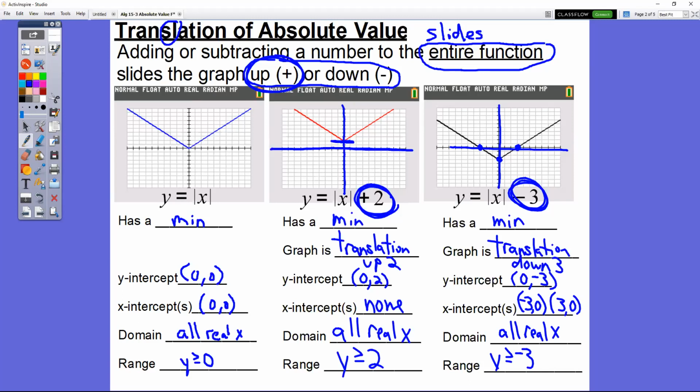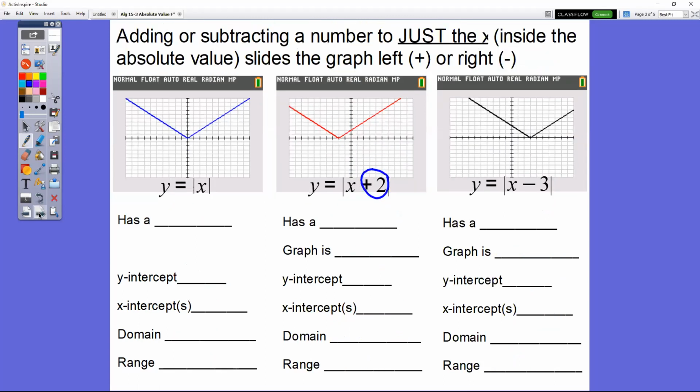That is when you add or subtract the number to the entire function. If we just add or subtract a number to the x, so inside the absolute value symbol, that's when it's going to shift or slide to the left or right. So again, this was our original one that we looked at.